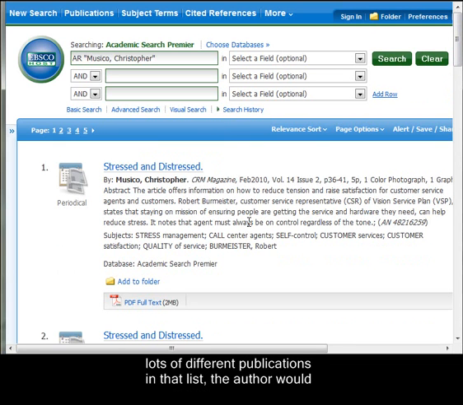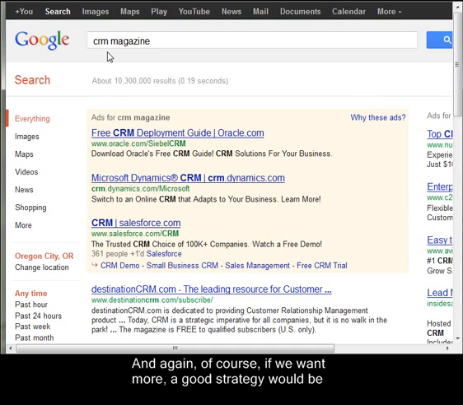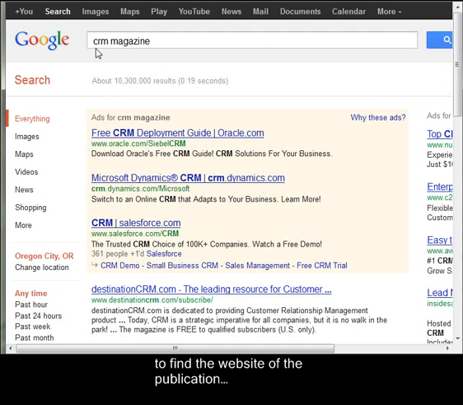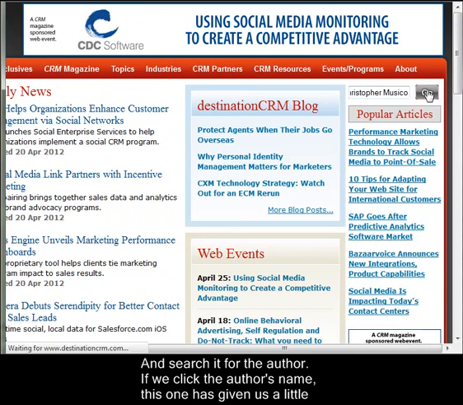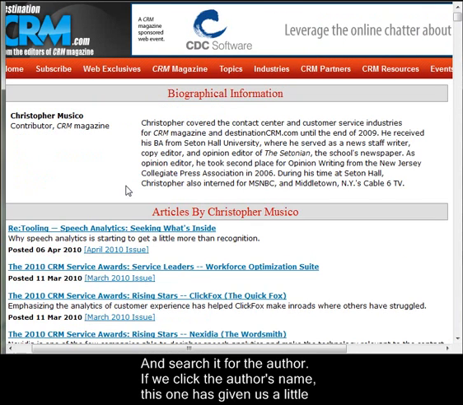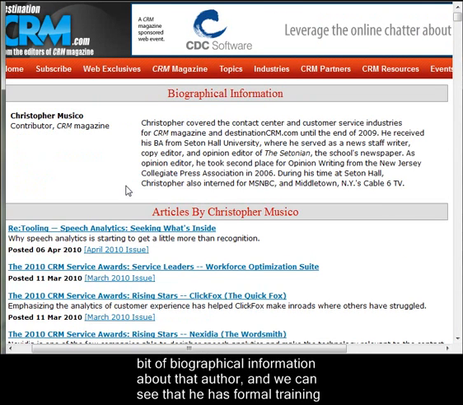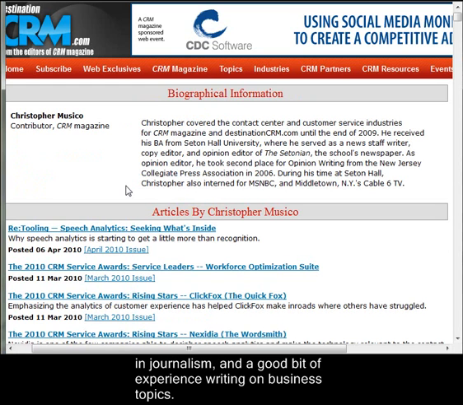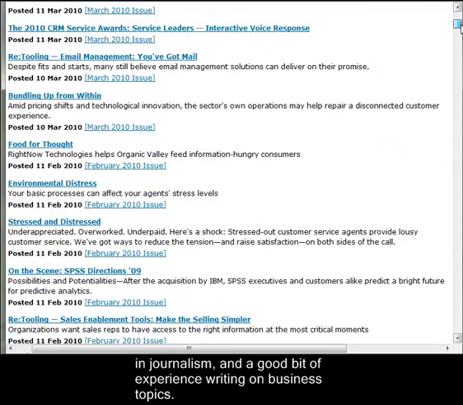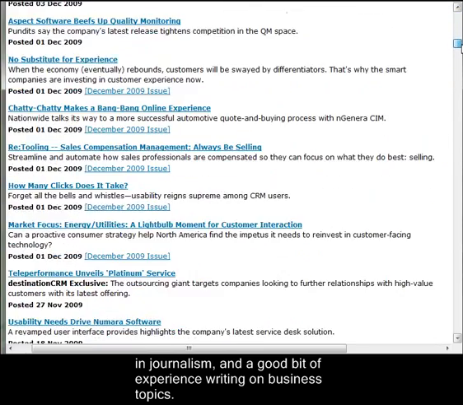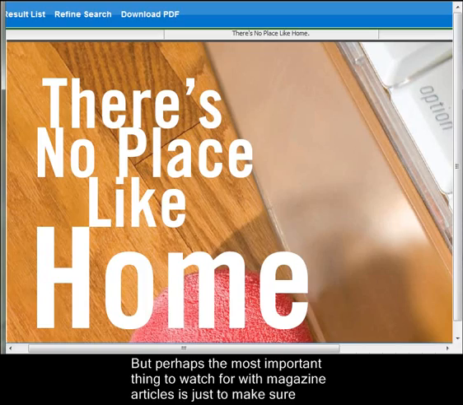If we saw lots of different publications in that list, the author would presumably be a freelance journalist. And again, of course, if we want more, a good strategy would be to find the website of the publication and search it for the author. If we click the author's name, this one has given us a little bit of biographical information about that author, and we can see that he has formal training in journalism and a good bit of experience writing on business topics.